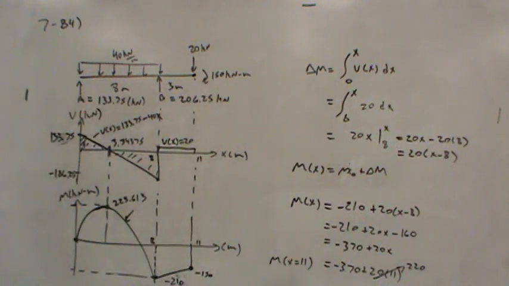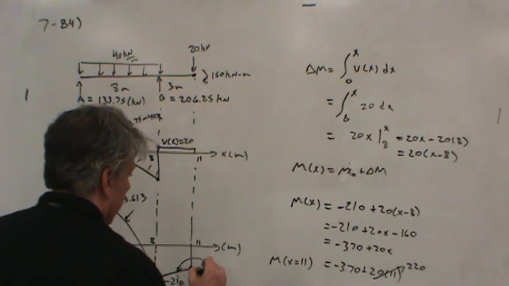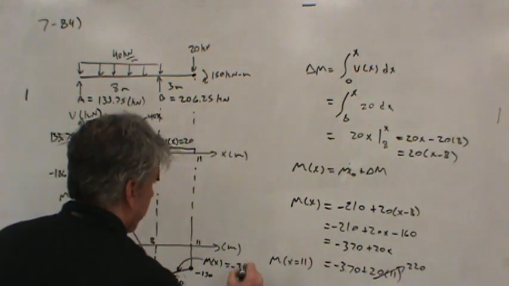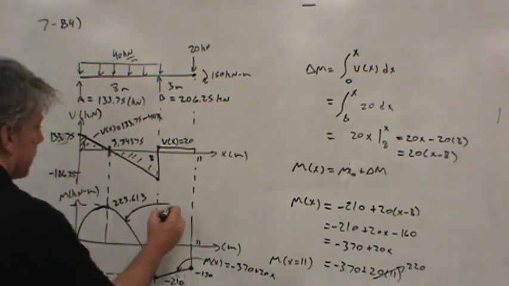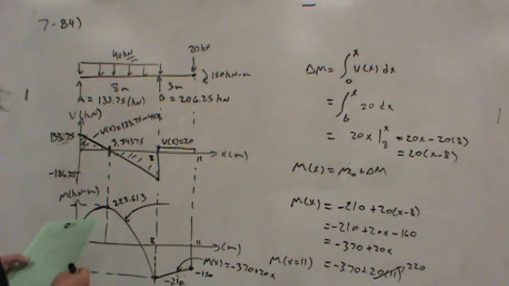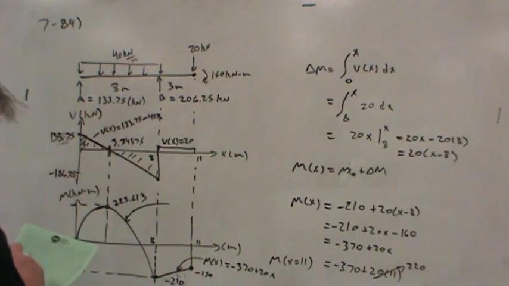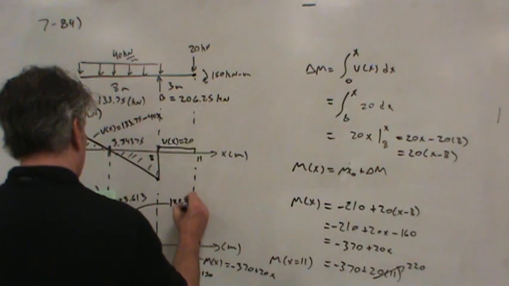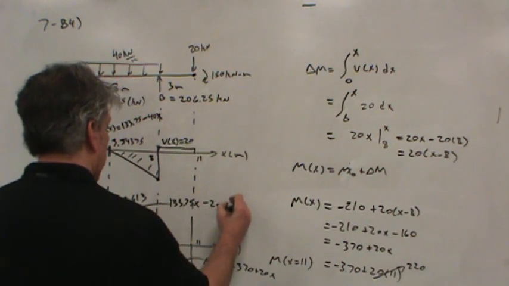Okay, so the equation of the line in this segment is M of x equal to negative 370 plus 20x, and unfortunately I erased the equation for the moment diagram earlier, but I can write it down. Let's see, that was the change in the moment. Moment starts at 0, so in fact the equation would be 133.75x minus 20x squared.